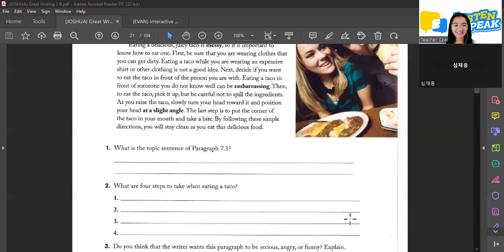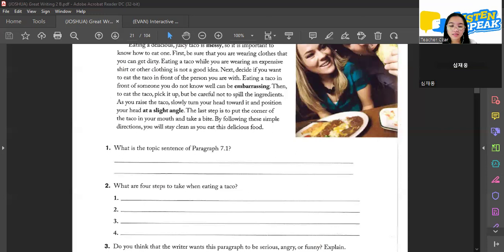Yes, teacher. Are you good now? Yes. Okay, so now we will continue as what I said earlier. On this one, earlier, I underlined for sequence, okay? And that is the clue for this question. So the question: what are the four steps to take when eating a taco?